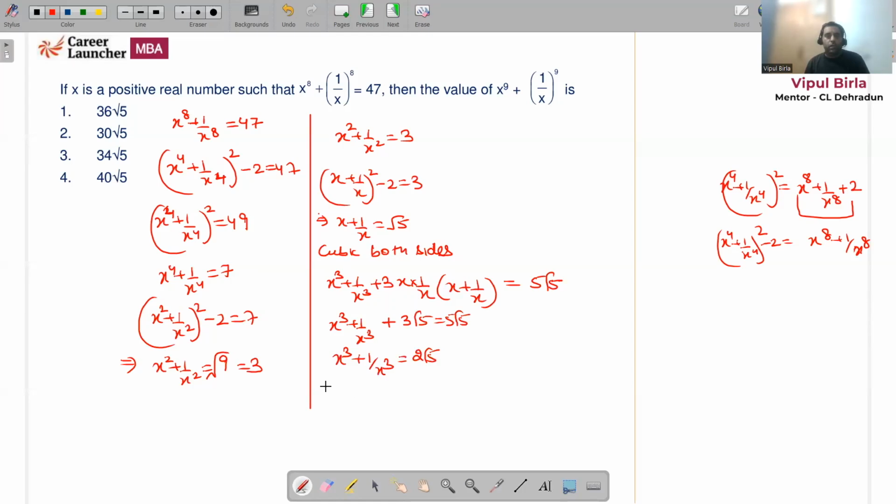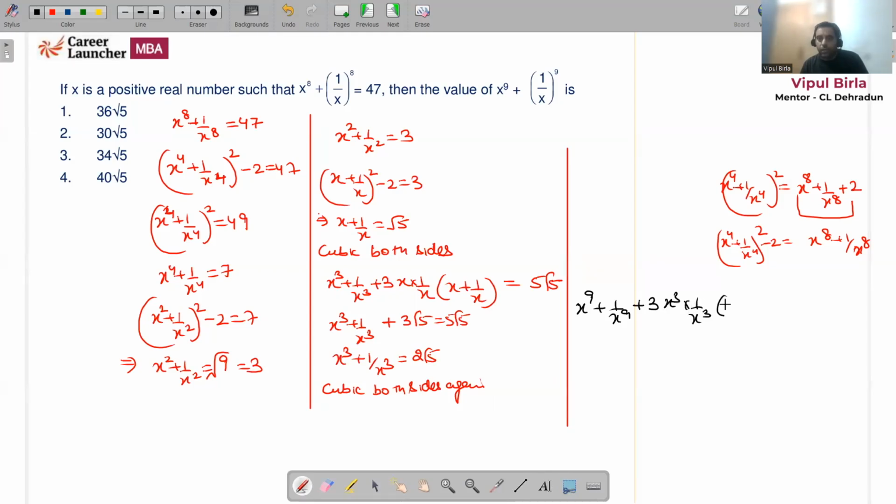Now cubic both sides again. Now it will become x to the power 9 plus 1 upon x to the power 9 plus 3 into x cube into 1 upon x cube into (x cube plus 1 upon x cube) is equal to the cube of 2 root 5.